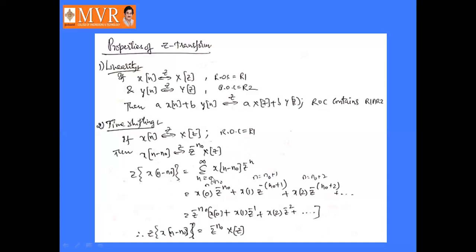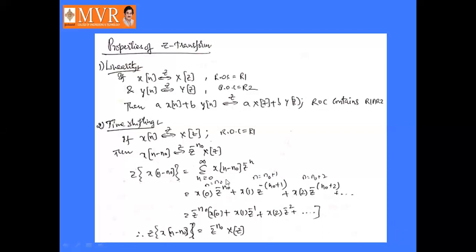So if n is 0, then here n equal to n naught. Then n is n naught plus 1, here n is n naught plus 2. For n equal to n naught, it is x of 0 into z power minus n naught, plus x of 1 into z power minus of n naught plus 1, plus x of 2 into z power minus of n naught plus 2, and so on.